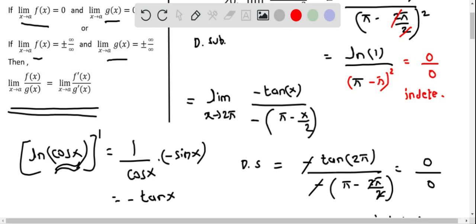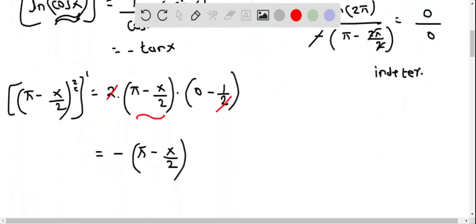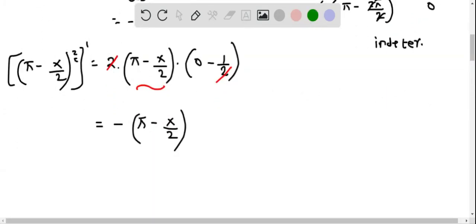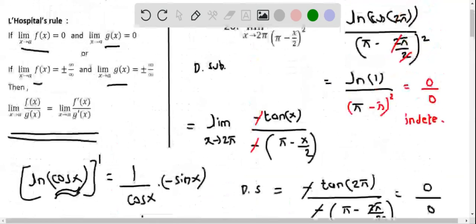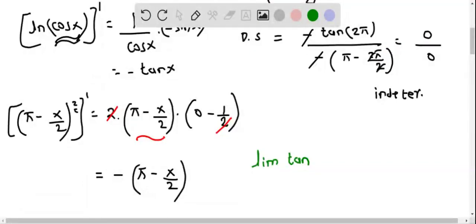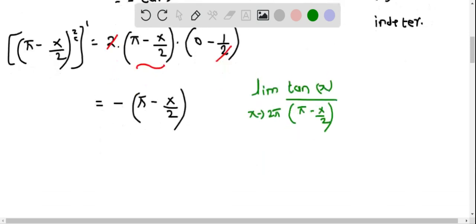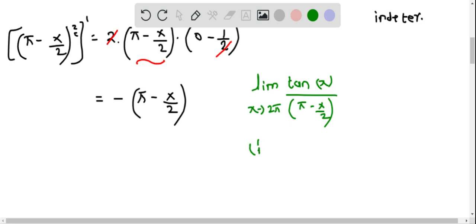Let's have the simplified form. So I'm going to cancel these two negatives. So I'm going to take the limit as x approaches 2 pi of tangent of x divided by pi minus x over 2. So when we apply L'Hopital's rule, we have to find the derivative of the numerator, that is the derivative of tangent x, which is secant squared x.